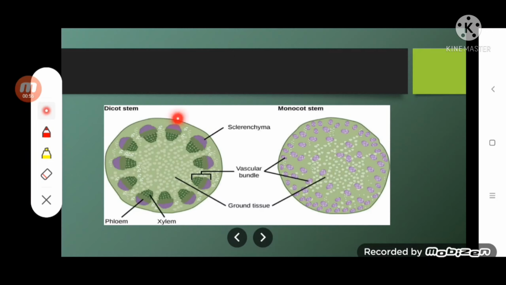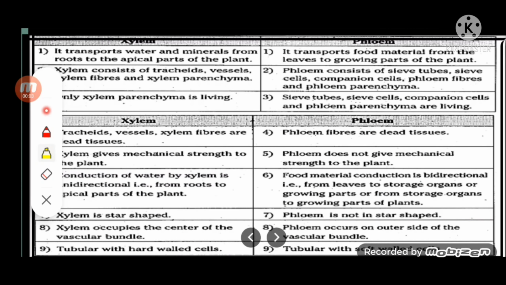So in monocot stem, it will always be scattered, and the arrangement of vascular bundles will be different in stem and root, and it may be different in different kinds of plants also. Now, these are a few of the differences between xylem and phloem. First, we will discuss the difference in functions.